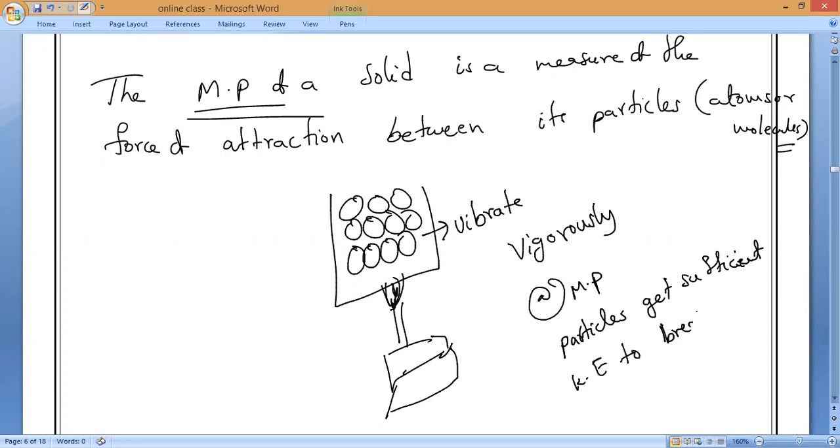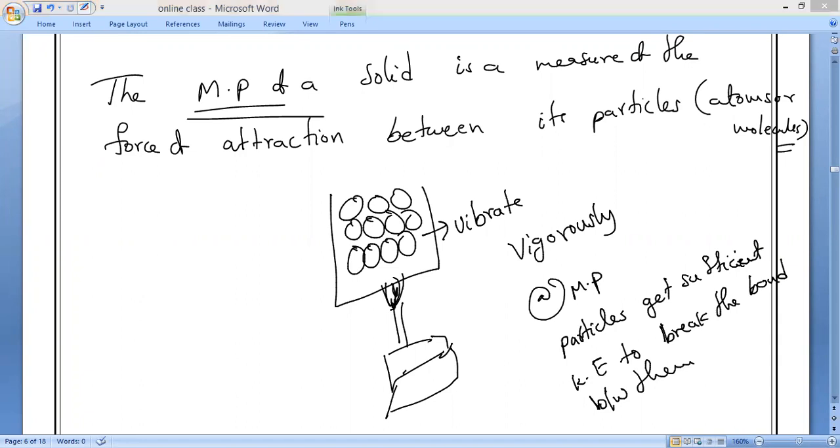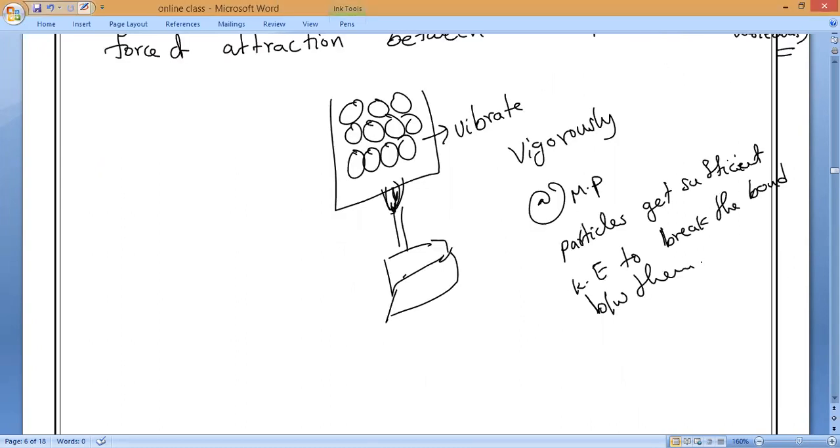So they will start melting into liquid. They break the force of attraction which holds them in fixed positions, and start breaking into small groups of particles. That is how a solid melts into a liquid.